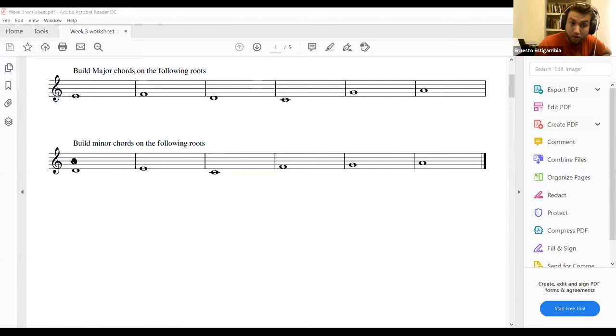Again, the minor chords, the formula is minor on the bottom, major on top. Rule number two, the fifth is always perfect. So what you really need to do is only figure out the lower third. And in the case of the minor chord, it's a minor third. So let's quickly resolve this. D.